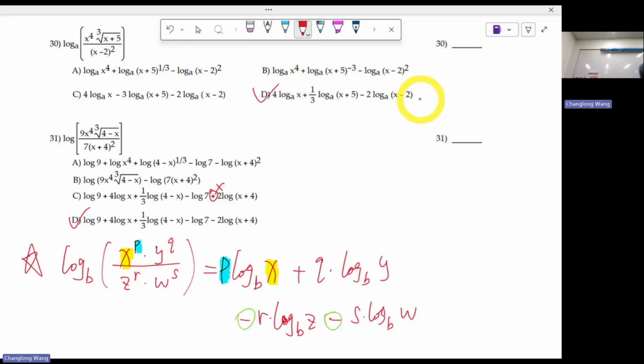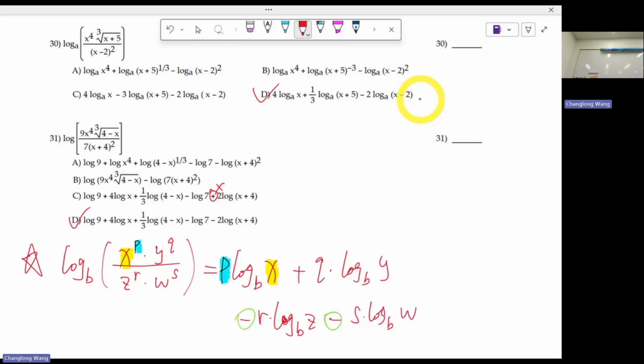Do you see how silly the options A and B are? They didn't even pull down the power. You have to do that. All the power has to go in front. That means we're looking at C and D, and obviously that term has 1/3.